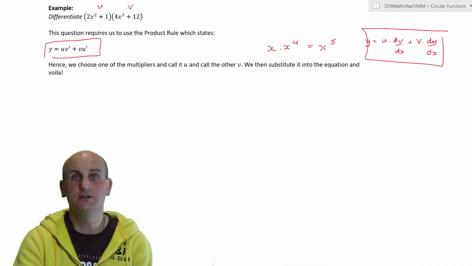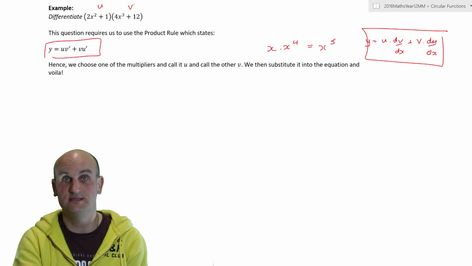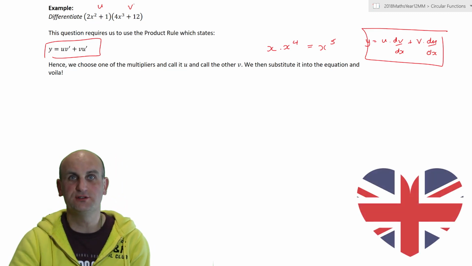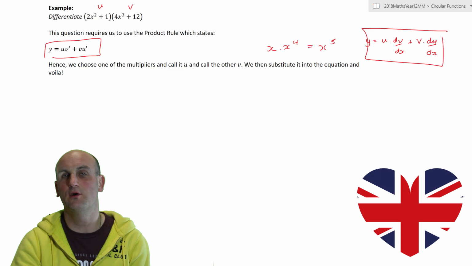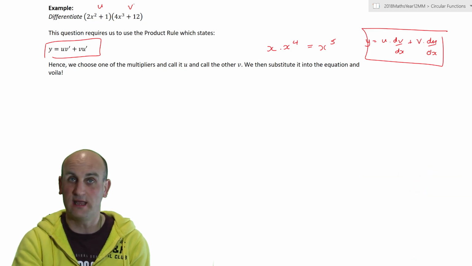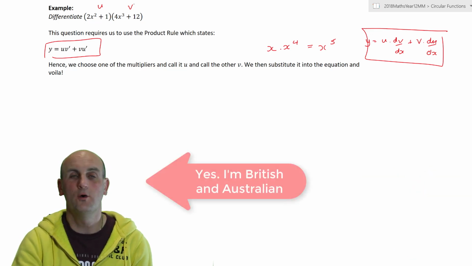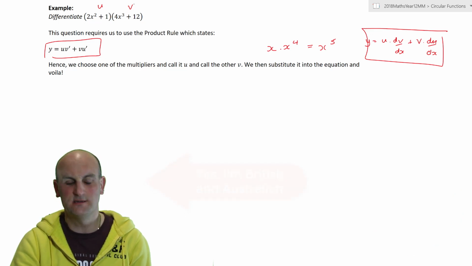It's this one here. I'm just going to choose u to be the first one and v to be the second one. In the United Kingdom, if you're watching this, I know that probably things get a little bit more complicated, and there is, on occasion, an order you have to stick to, or you're not going to be able to do this particularly well. That's fine, but over here in Australia, it's nice and simple.